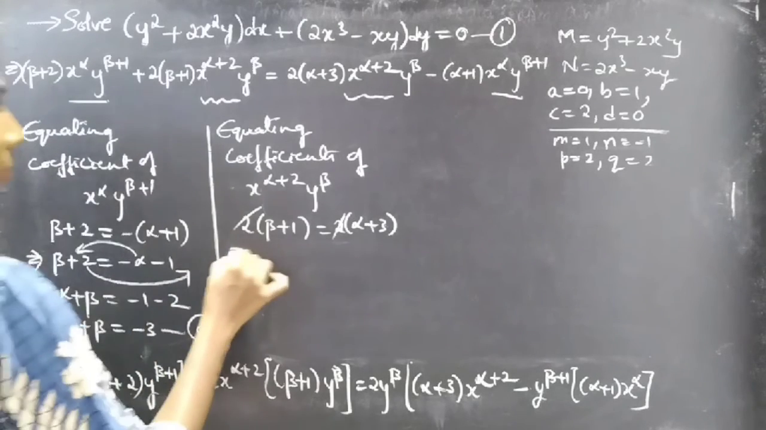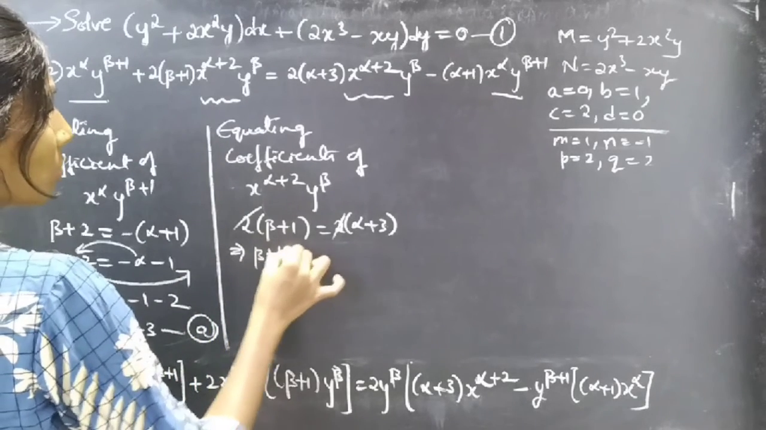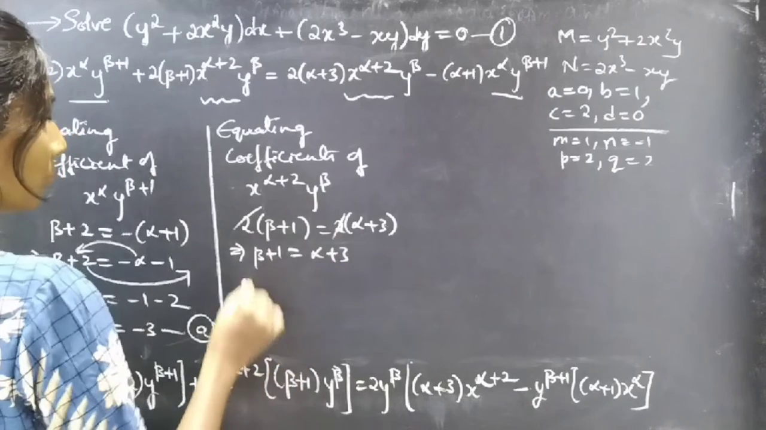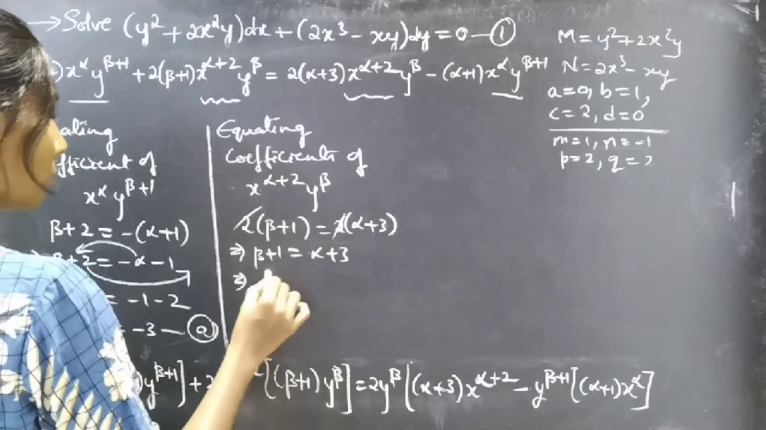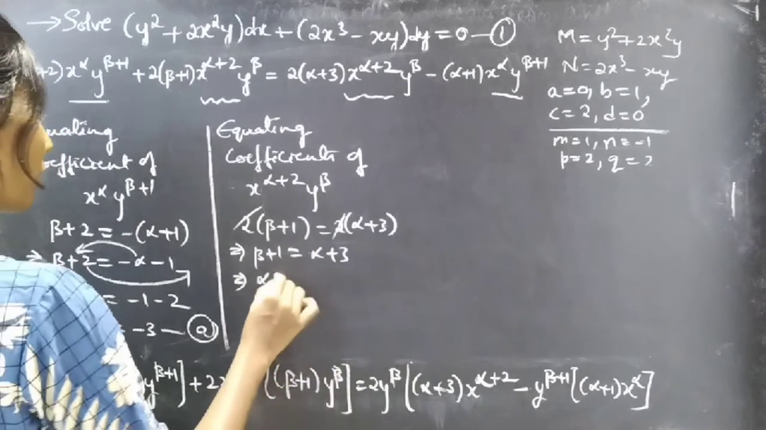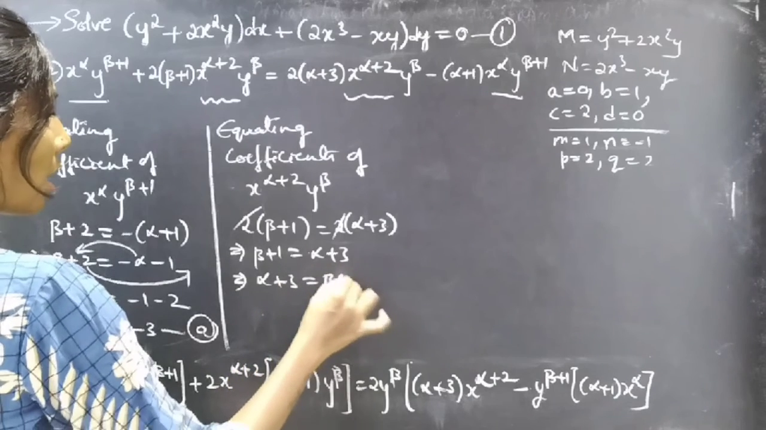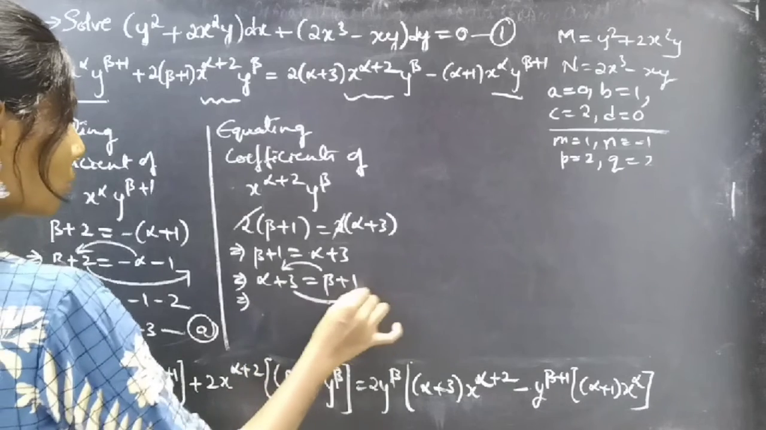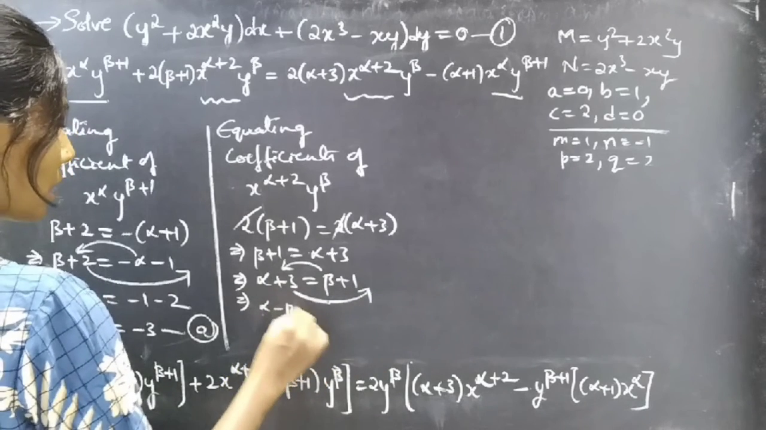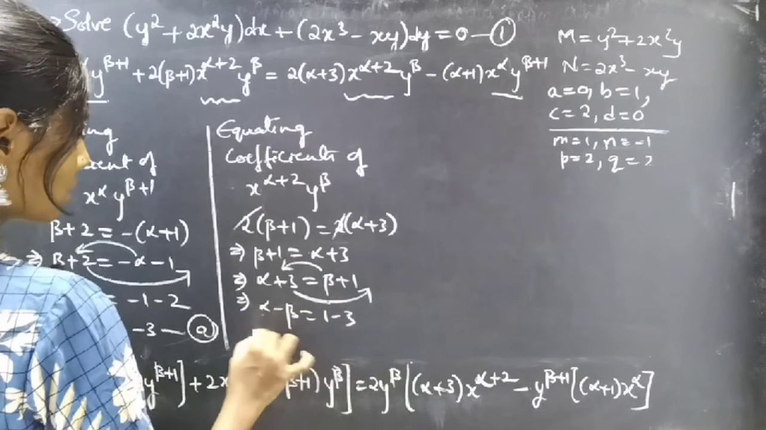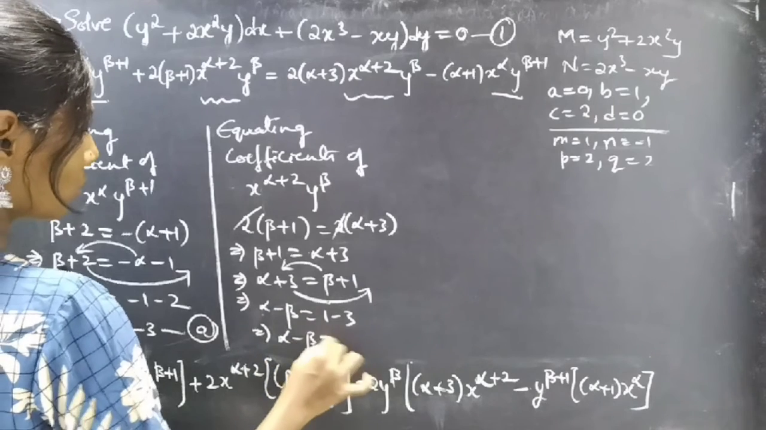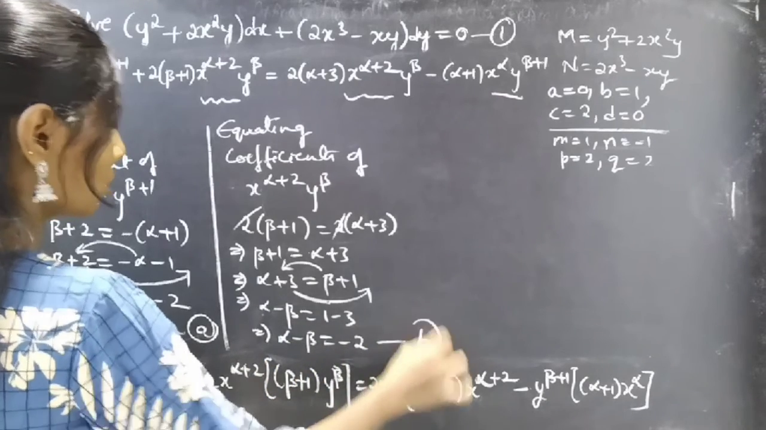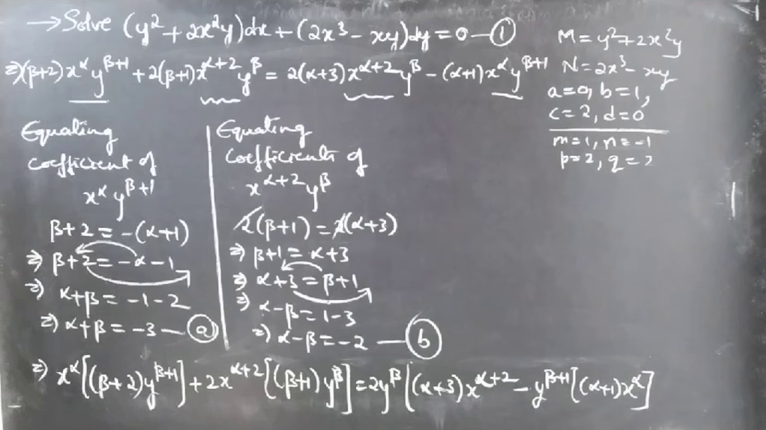This gives us beta plus 1 equal to alpha plus 3. Now you can write the above equation as alpha plus 3 equal to beta plus 1. Now bring this beta to LHS and take this 3 to RHS. We'll get alpha minus beta equal to 1 minus 3, which gives us alpha minus beta equal to minus 2. Consider as equation B.